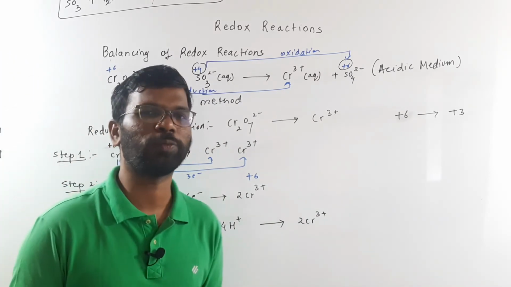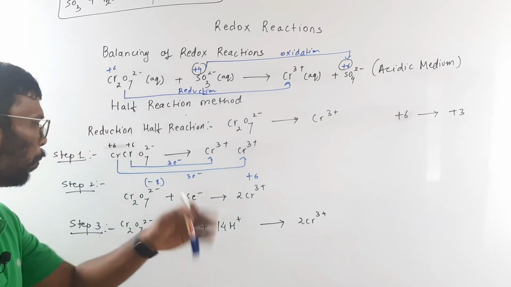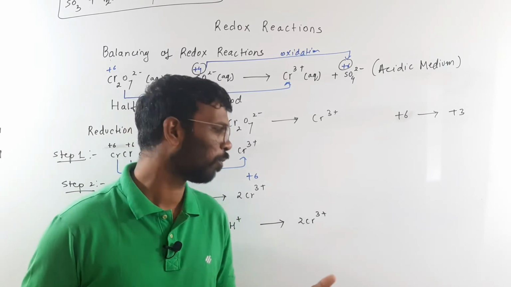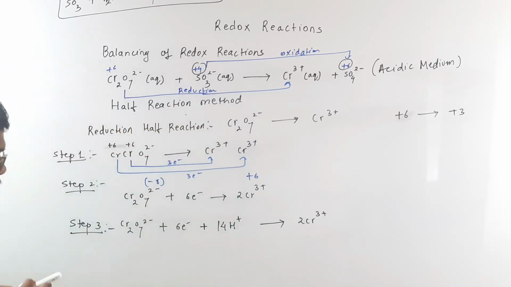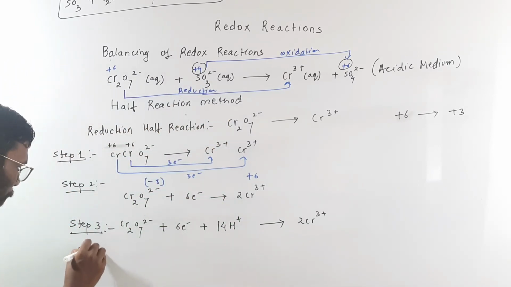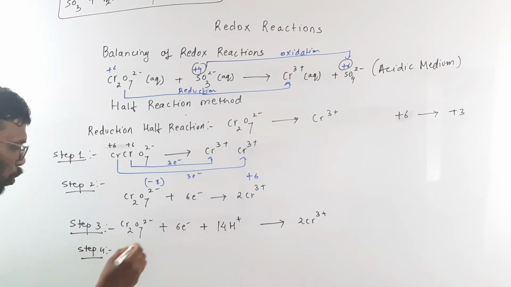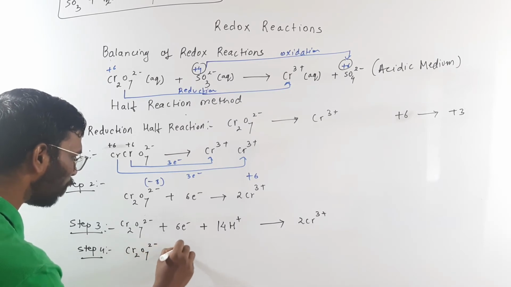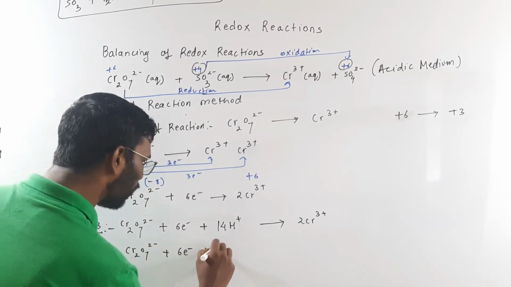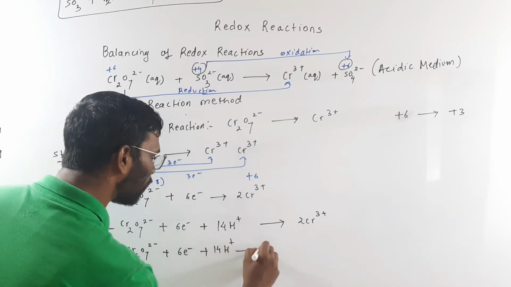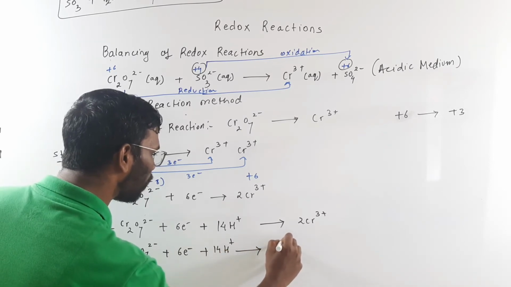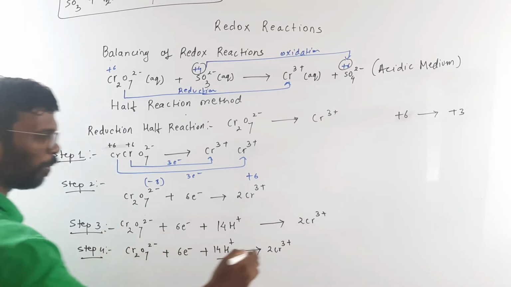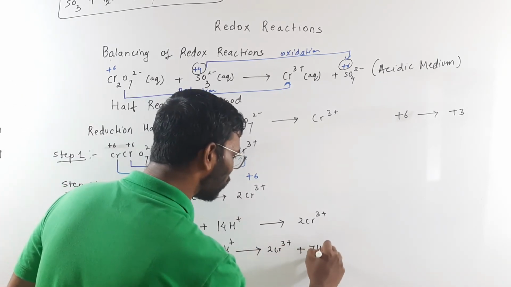Balancing of these hydrogens by putting some water molecules on the opposite side. Since you have written 14H plus, how many water molecules are you going to put? I will show it separately over here. Step 4: Cr2O7 2 minus plus 6 electron plus 14H plus, and this is 2Cr3 plus. 14 hydrogen, there are no other hydrogens, so you will be putting 7 water molecules.